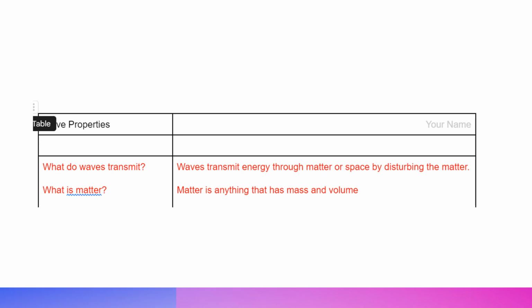So we want to go ahead and write down the first 2 facts we need to have here. We kind of have an idea what waves are. I mean, you guys are familiar with ocean waves and seeing air blow flags around and things like that. And those are definitely waves. But we want to be more scientific with understanding what's exactly going on. So the first question today is, what do waves transmit? And the second question is, what is matter? And we're going to go ahead and answer those.